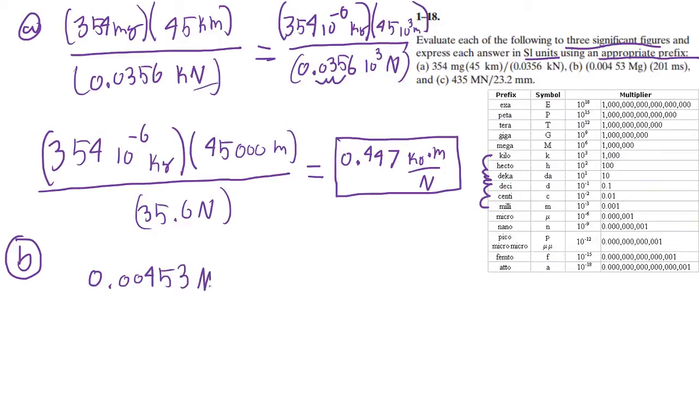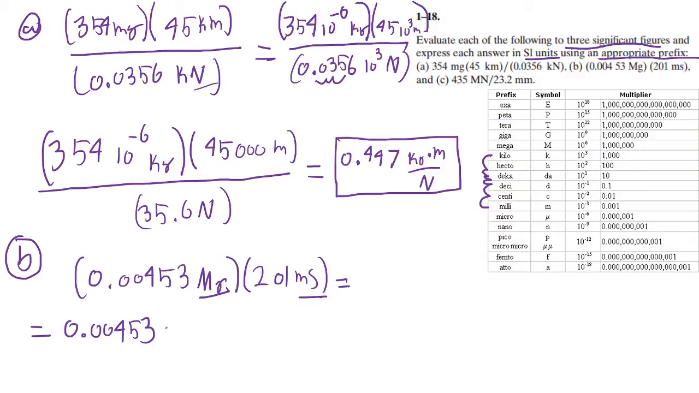0.00453 megagrams, so that's going to have to be a lot smaller. Then we have our 201 milliseconds. So if we want SI units, ideally this will be in kilograms and this will be in seconds. So without further ado, actually we're going to do this out here. We're going to be smart.